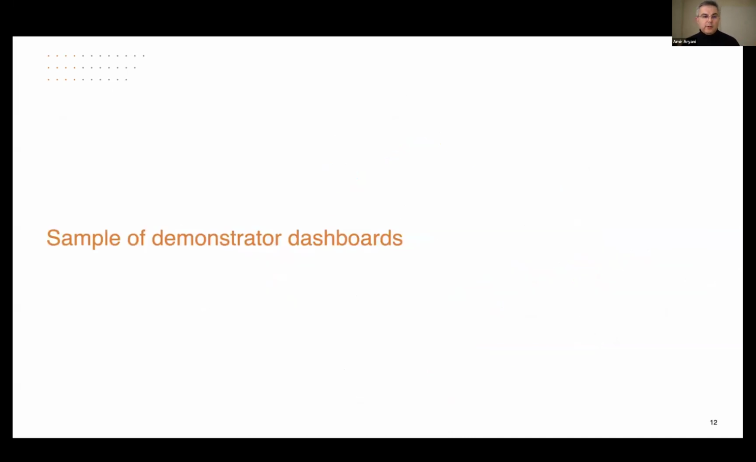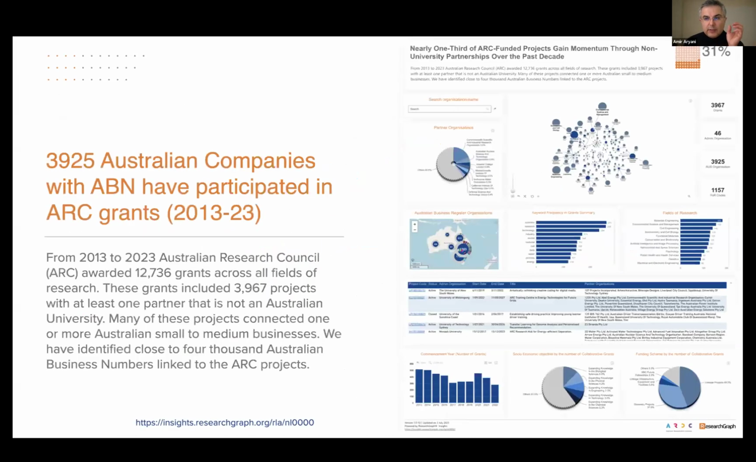So there are some demos that have been created earlier. They look at the Australian Research Council funded grants and look at the collaboration networks of that. So, for example, this particular insight shows that in the last 10 years, across all funded projects in Australia, 31% of them have funding or collaboration with an entity that was not a university. So that means it's reaching outside of the university space.